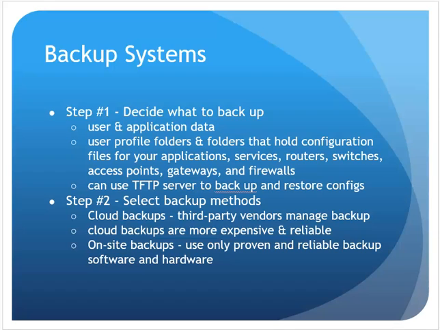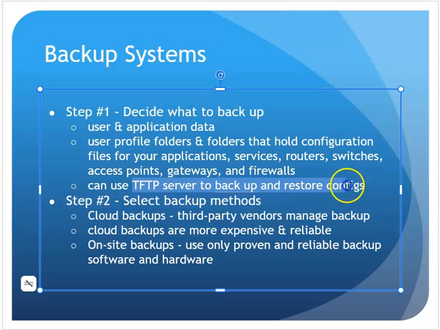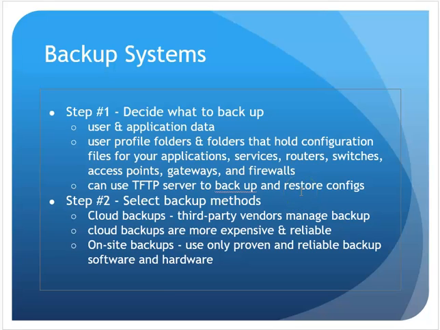In a company, it might include more: obviously user data and application data, the folders that people are saving things into, and then going further out to back up routers, switches, access points, gateways, and firewall configurations, so that I can return them as the need arises. I might even consider using a TFTP server to back up, store, and restore configs. That's something we're going to do in our lab this week. We're going to save our router and switch configs to a TFTP server so you can see how easy it is. That can be backed up onto another system or even a cloud system, depending on how your network is set up.